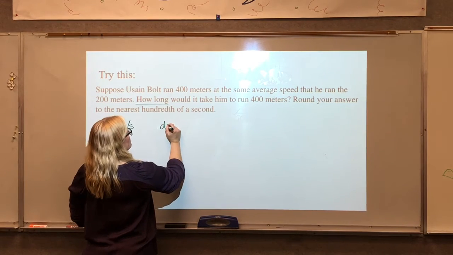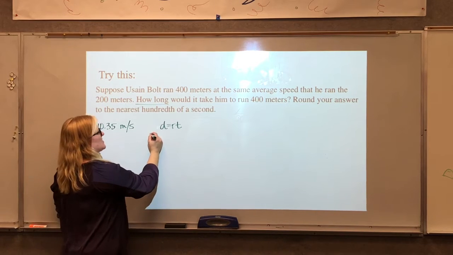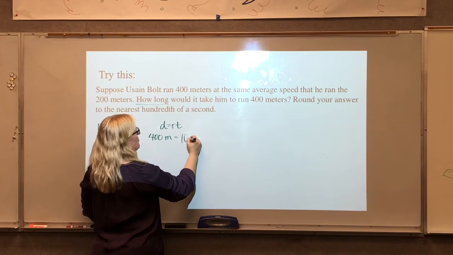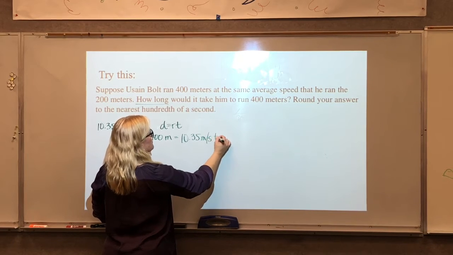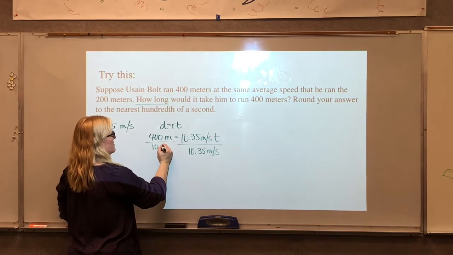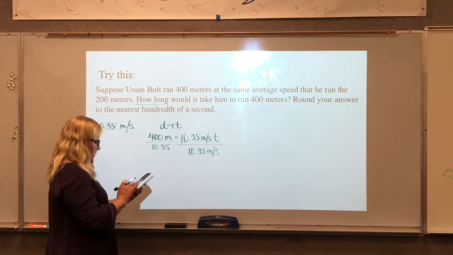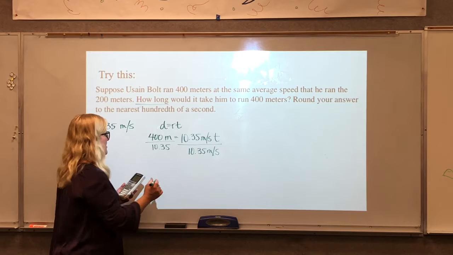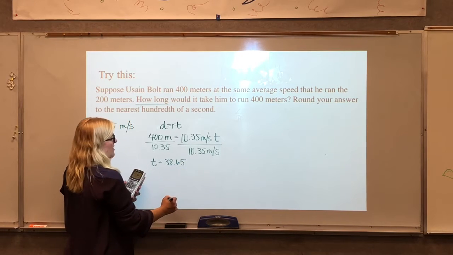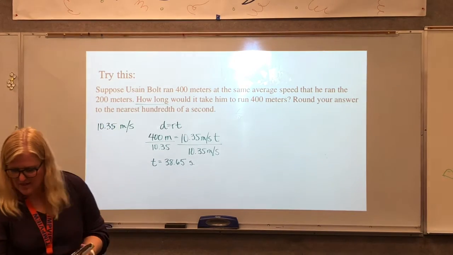All right, so we've got our distance equals rate times time again. And this time we're looking for time. It's asking how long. His distance is 400 meters, and his rate is 10.35 meters per second times t. Well, if I divide both sides by 10.35, we will get our time. So 400 divided by 10.35 gives us 38.6, and if I'm rounding, 38.65 seconds.